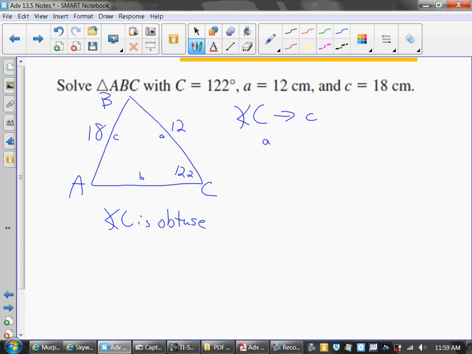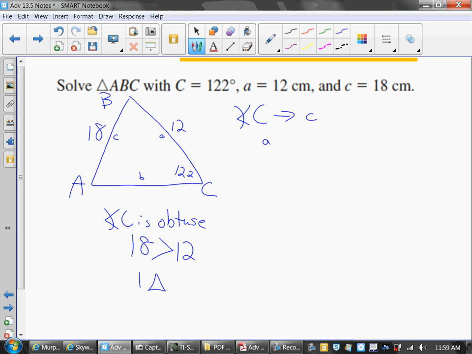Well, I have to look at to see if the side opposite angle C is smaller than the other side, or is it bigger than the other side? So I write down the two values. Well, the side opposite is 18. The other side is 12. Since it's bigger, that means I can have one triangle. One triangle happens. Now that I know that one triangle can happen, what do you think I do? Solve it. Figure it out.